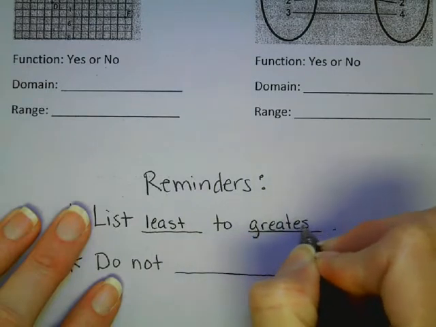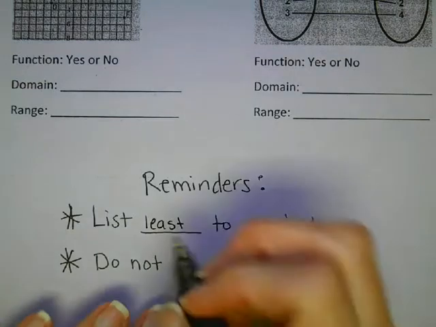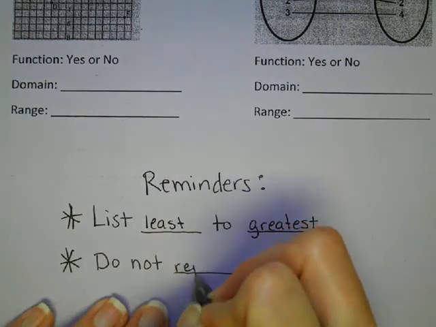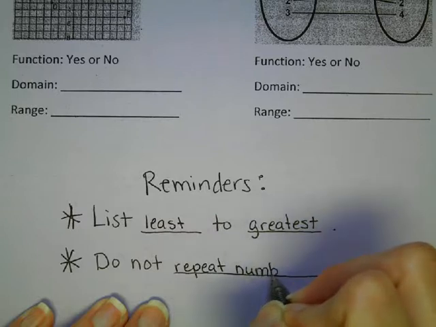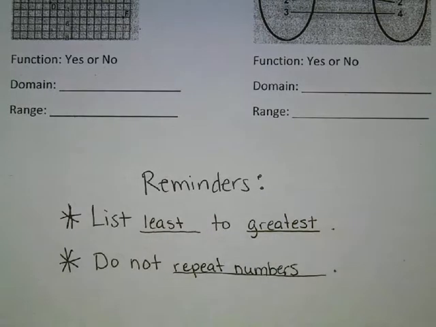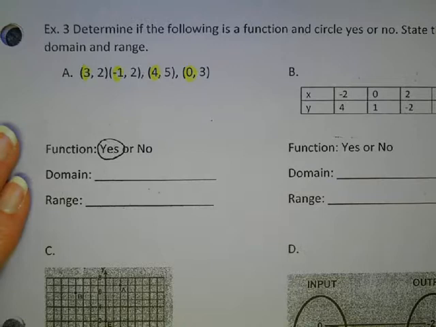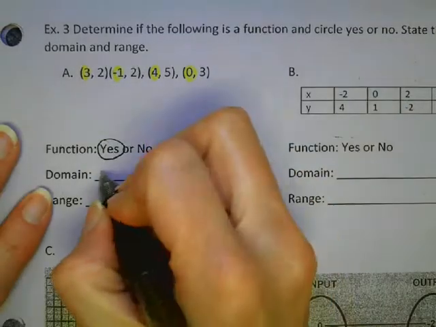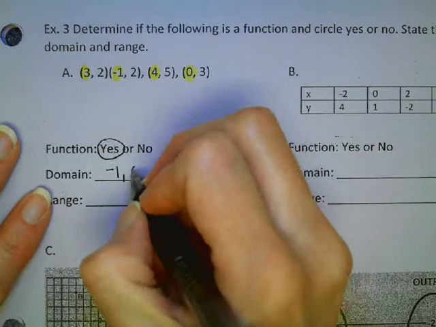And do not repeat numbers. So if you have 2 of the same number, you only have to write it down once. Okay? Alright, so let's go back up here. These are all my x values highlighted. The smallest x value would be -1. So we're going to go -1, and then 0, 3, and 4. So those are all my x values.